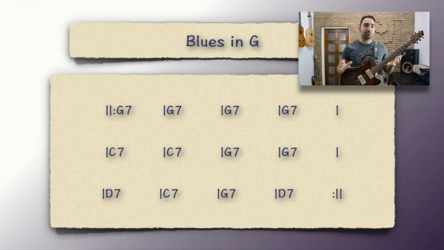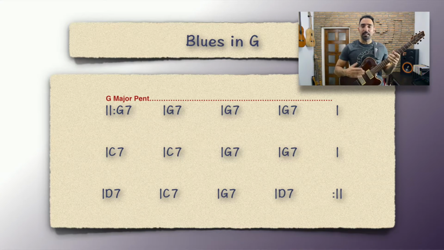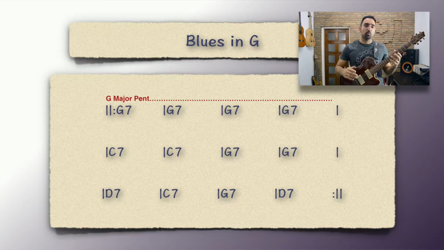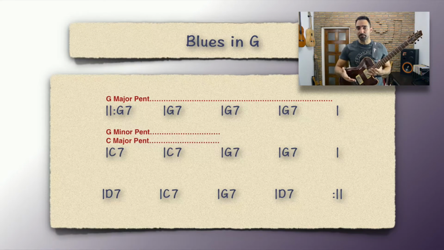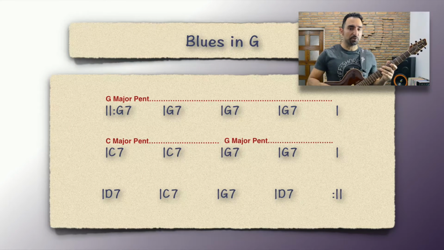So let's look at the form of a simple blues in G. The first 4 bars are G7, so according to what we've learned, the appropriate scale is G major pentatonic. In addition to that, we have the G minor as a second option. For now, I will choose the G major. Then we have C7 for 2 bars. Our options here are C major pentatonic and again the G minor. I will choose the C major. Then 2 bars of G7 again, so I will return to the G major pentatonic.